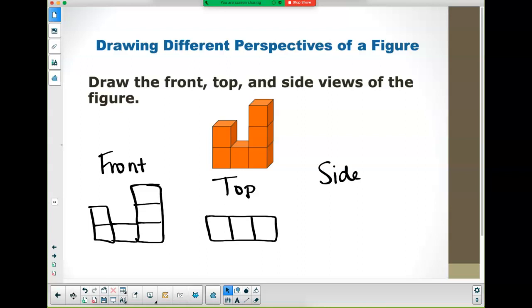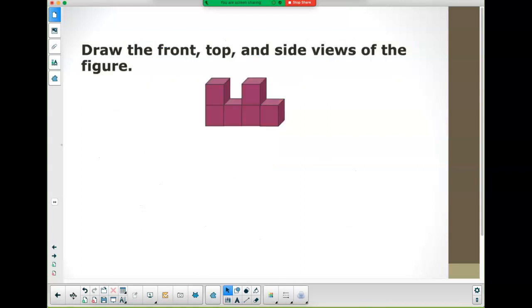Okay, and then the side, it doesn't really matter if I go this way or this way. What do we see? Caleb? 3 squares stacked. Yeah, 3 squares stacked up. So there's the side. Okay, one last one. Try drawing the front, the top, and the side view. Here's the visual aid if you need it.